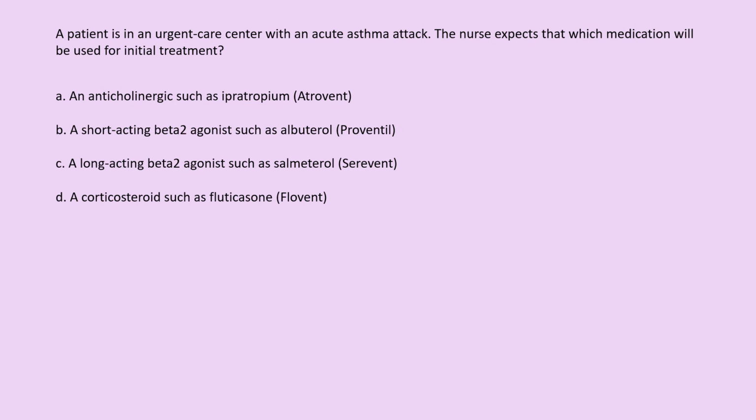A patient is in an urgent care center with an acute asthma attack. The nurse expects that which medication will be used for initial treatment? A. An anticholinergic such as Ipratropium, Atrovent. B. A short-acting beta-2 agonist such as Albuterol, Proventil. C. A long-acting beta-2 agonist such as Salmeterol, Serevent. D. A corticosteroid such as fluticasone, Flovent.